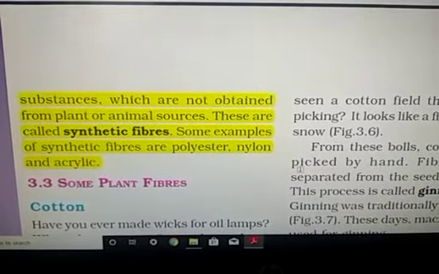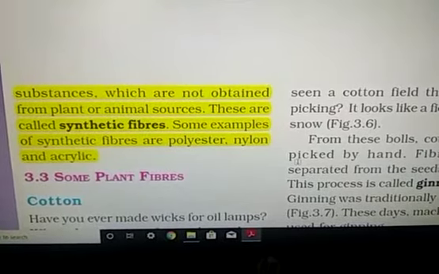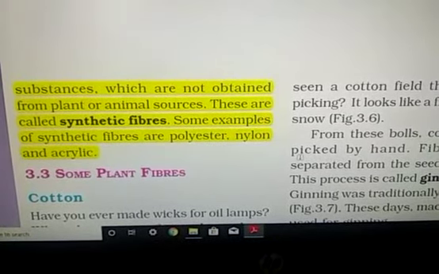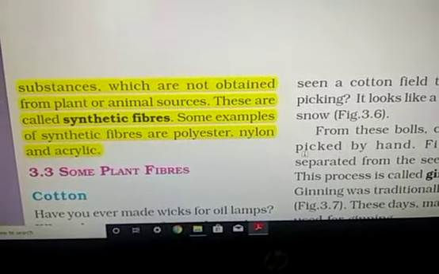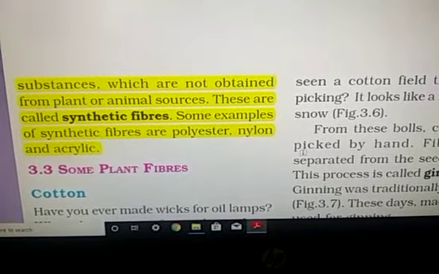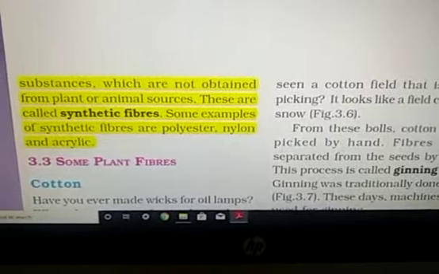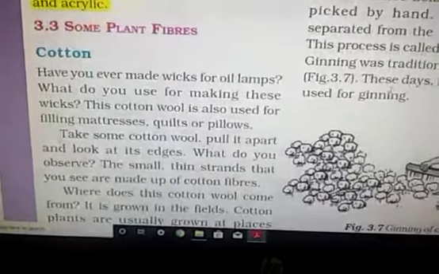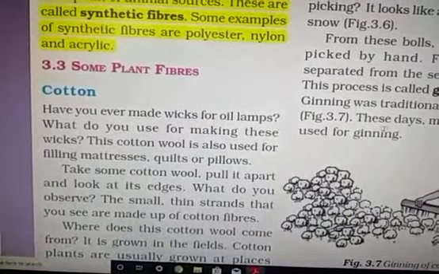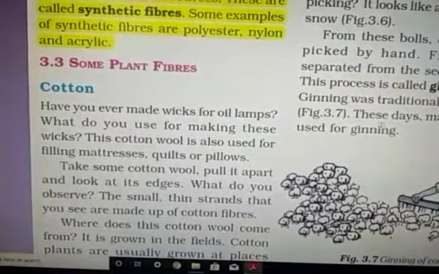Substances which are not obtained from plants or animals are known as synthetic fiber, or the fiber that is prepared in a lab with the help of chemicals is known as synthetic fibers. Some plant fibers we will study one by one. Our first example is cotton.